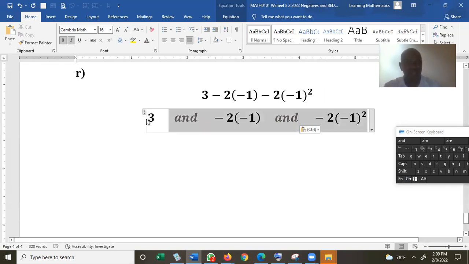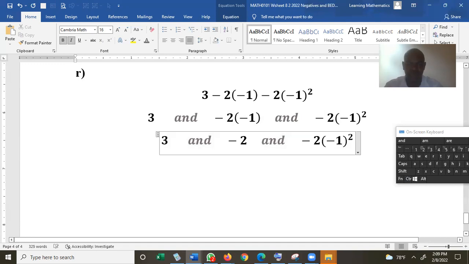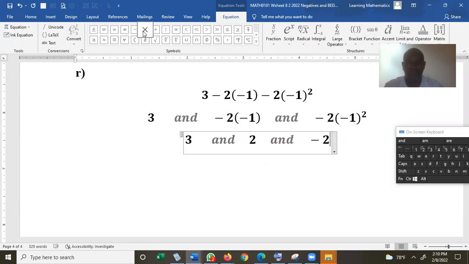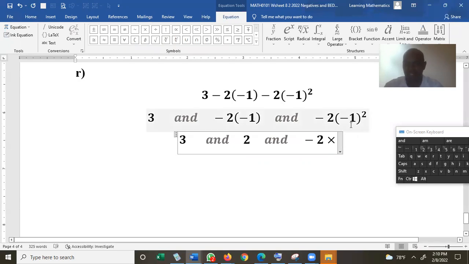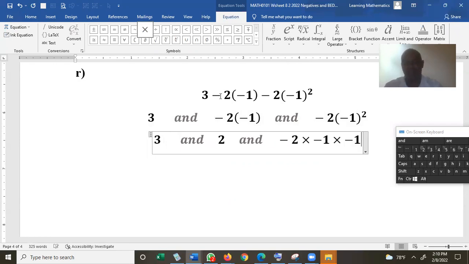This is a positive 3. And this is negative 2 times negative 1. This is actually 2, because negative 2 times negative 1 is positive 2. And here now we have a negative 2 times a negative 1 squared. This is actually equal to negative 2 times what? Negative 1 squared. But what is negative 1 squared? Negative 1 squared is negative 1 times negative 1.